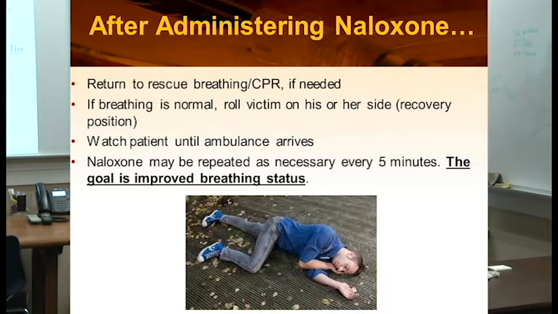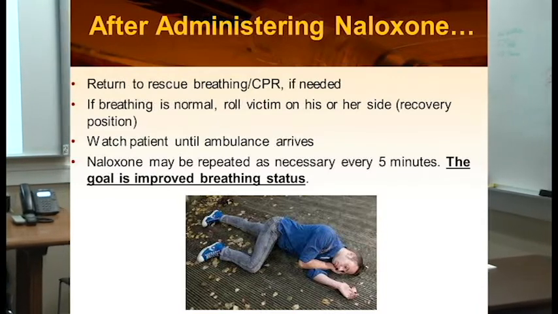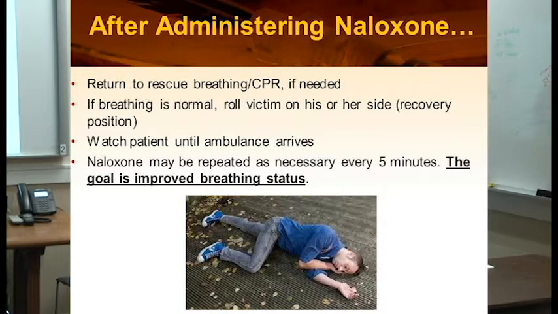With that, there's a high probability that when you give NarCan and they wake up, that they're going to vomit. As you start falling asleep, your stomach relaxes and all the good stuff mixes, and you start doing CPR, and there's a good chance you might get vomited on. So be aware, give it, and kind of watch.